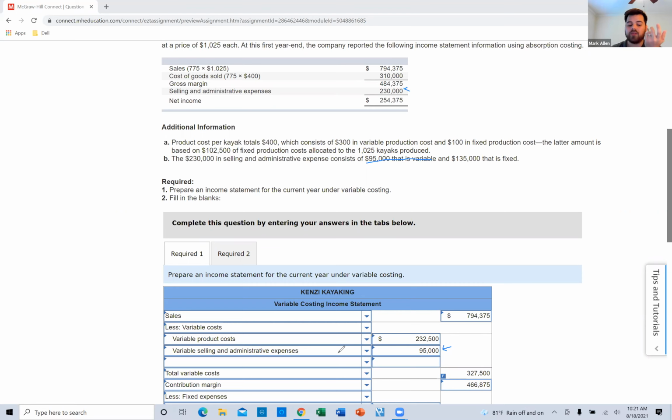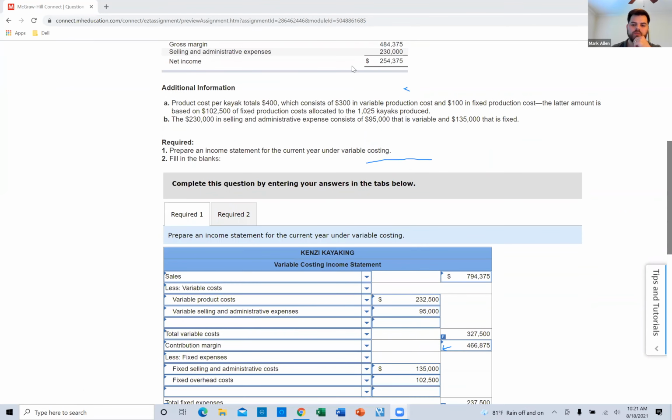At this point, we've accounted for all of our variable costs. So we simply add up our variable costs. And what we find is that my total variable cost is 327,500. Subtracting that out of my sales, it gives me contribution margin of 466,875. Now, the only thing left for us to do is to actually deal with those fixed expenses.